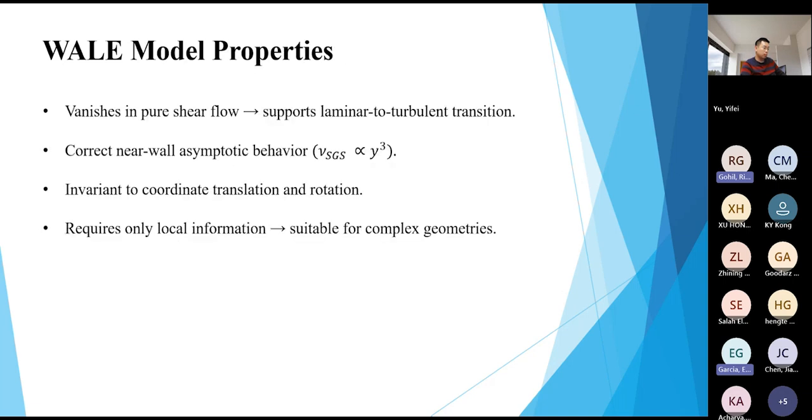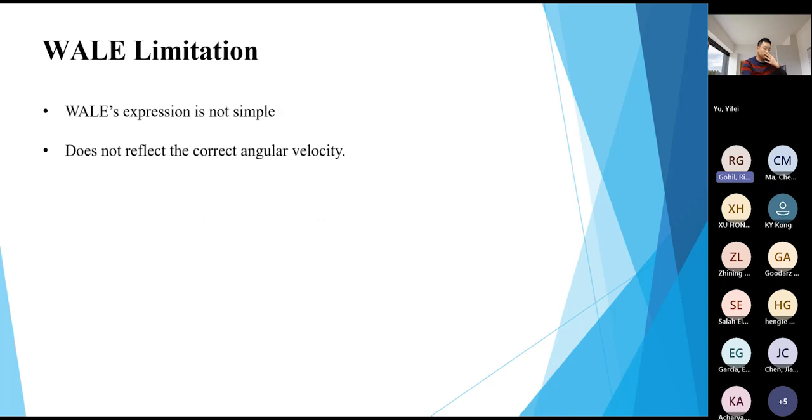Now we'll see the properties of the WALE model. Like I said, it vanishes in pure shear flow and supports laminar to turbulent transition. It is correct near the wall. It is invariant to coordinate transformation and rotation and requires only local information, which is suitable for complex geometries. But WALE does have limitations: its expression is not very simple to compute, and it does not reflect the correct angular velocity.